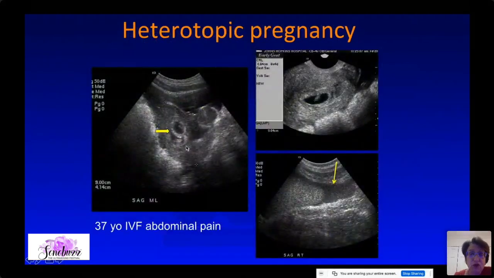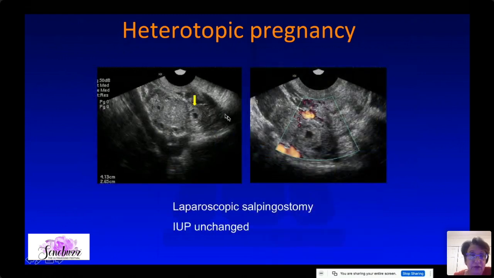So a couple of examples: a patient who had IVF and abdominal pain. She has an IUP, but she has complex fluid in Morison's pouch, by the liver, and so she has hemoperitoneum. And so we look around very carefully, and here's her ectopic pregnancy. So she had an IUP with an ectopic pregnancy. And fortunately, they were able to take out this ectopic pregnancy, and her IUP remained viable.